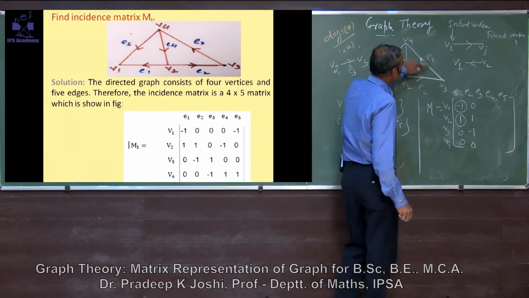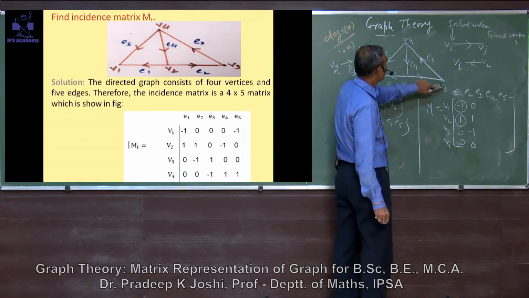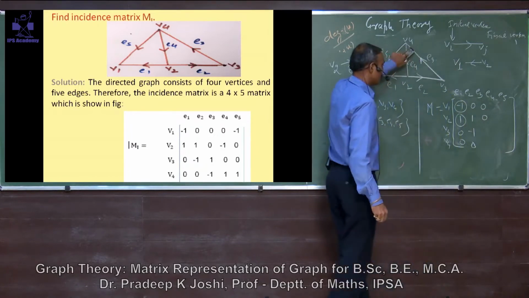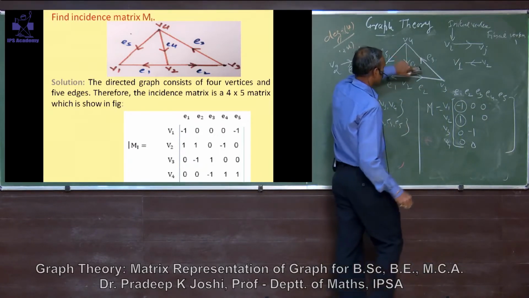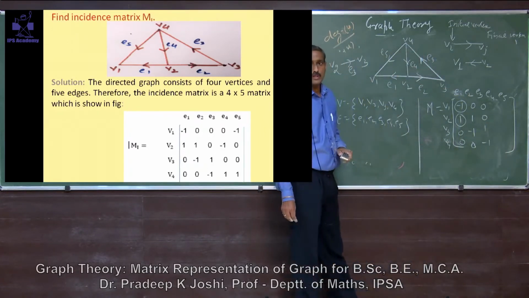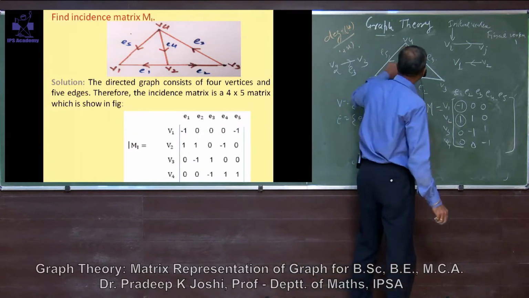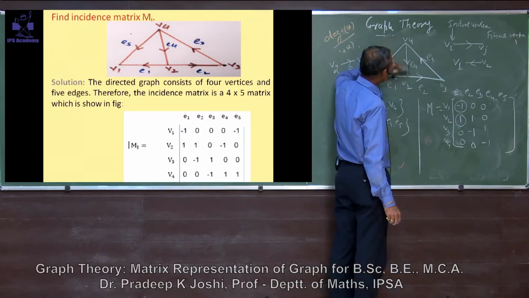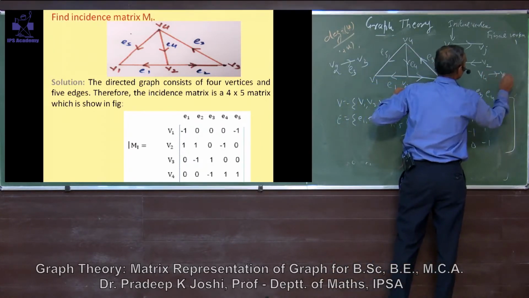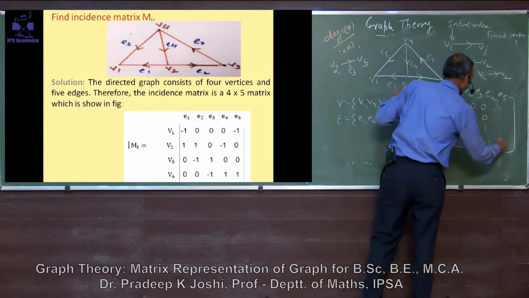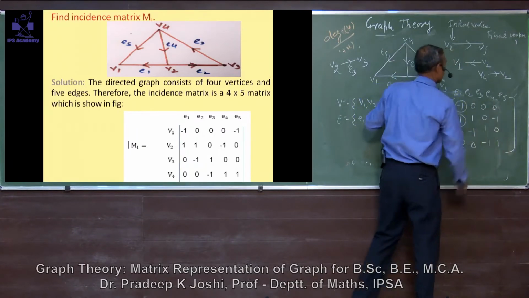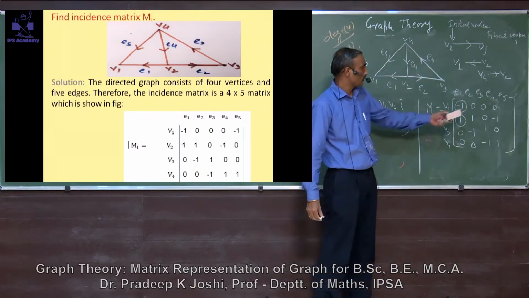Similarly, E3 has direction from V3 to V4, so for V1 it will be 0, for V2 it will be 0, and from V3 to V4, for V3 it is 1 and for V4 it is -1. Now E4 is incident from V4 to V2, so for V4 it will be 1, for V3 it is 0, for V2 it is -1 and for V1 it is 0. So this is 0, -1, 0, 1.